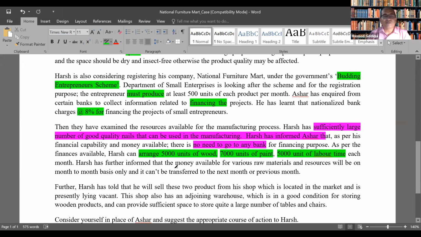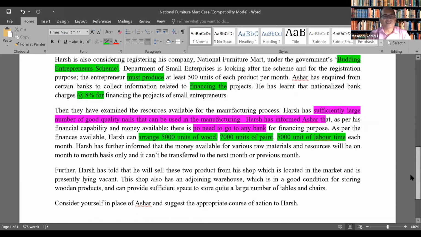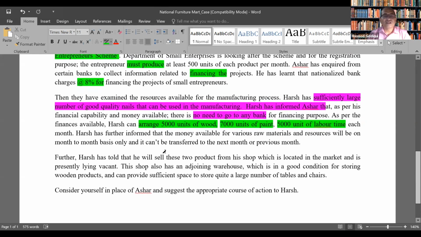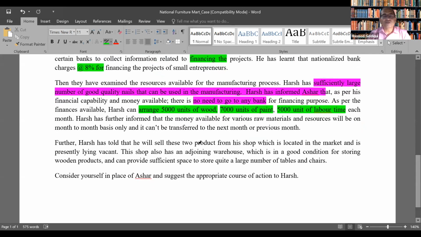Harsh has further informed that the money available for various raw material resources will be on a month-to-month basis. So the planning horizon should be month-to-month, and they cannot be transferred. Further, Harsh has told that he will sell these 2 products from his shop, which is located in the market. So there is no need of arranging for a shop, and it is presently lying vacant.